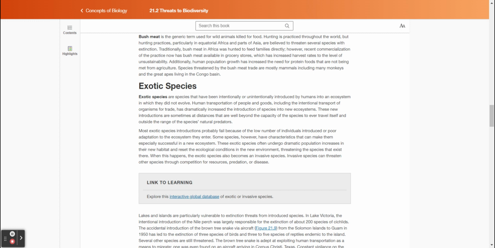Additionally, human population growth has increased the need for protein foods that are not being met from agriculture. Species threatened by the bushmeat trade are mostly mammals, including many monkeys and the great apes living in the Congo Basin.